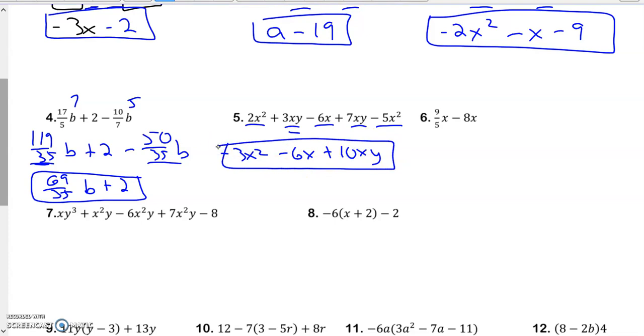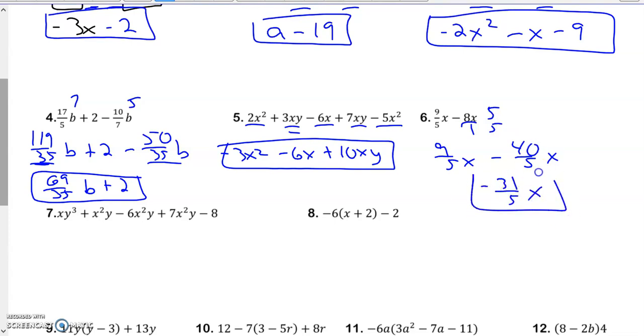Taking a look at here, again, I need to get a common denominator. I know that there's a 1 right here, so I really have 9 over 5x minus, and I need to make this a 5x. I need to multiply the top and the bottom by 5, which would be 40. So 9 minus 5 is going to get me a negative 31 over 5x.